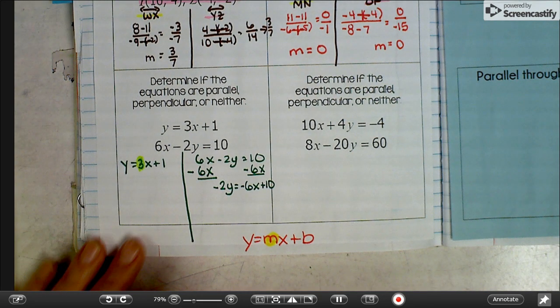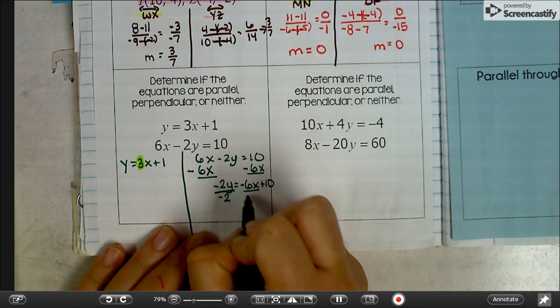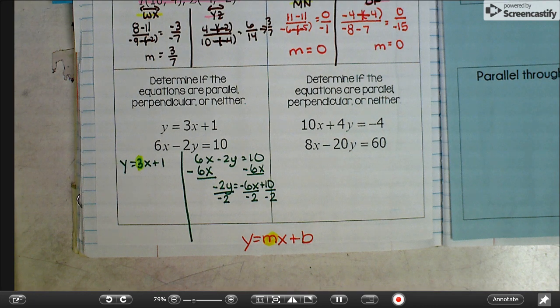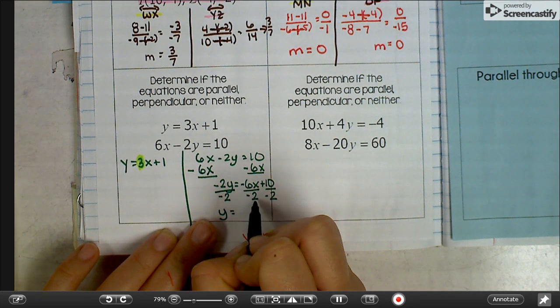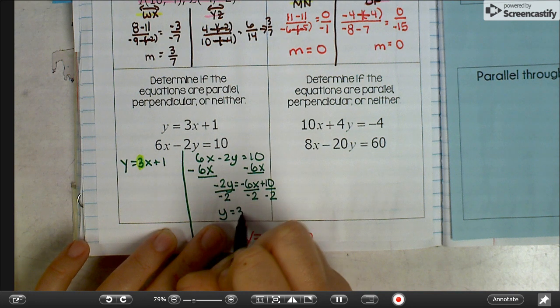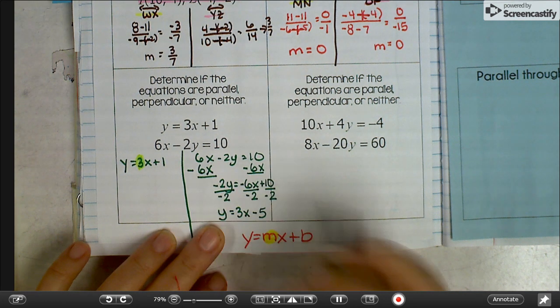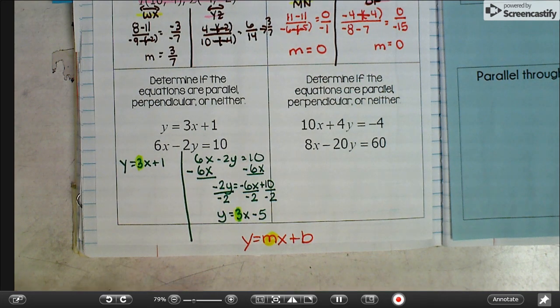It doesn't go away. All right, now we're going to divide by the coefficient of the y to get the y alone. Divide everything by that. So y equals -6 divided by -2 is 3x, and then 10 divided by -2 is -5. This slope is 3, and if the slopes are the same, they are parallel.